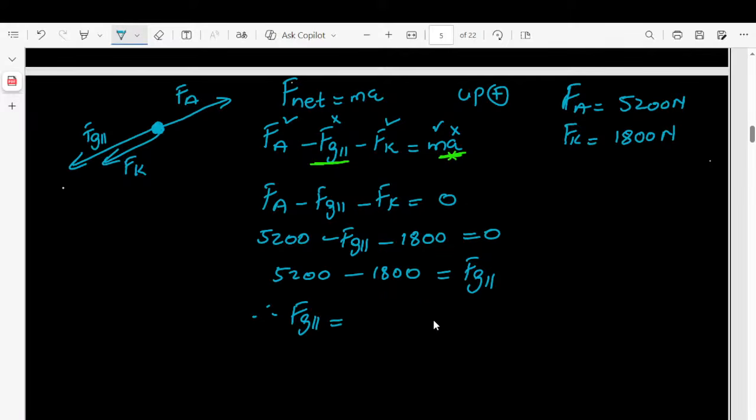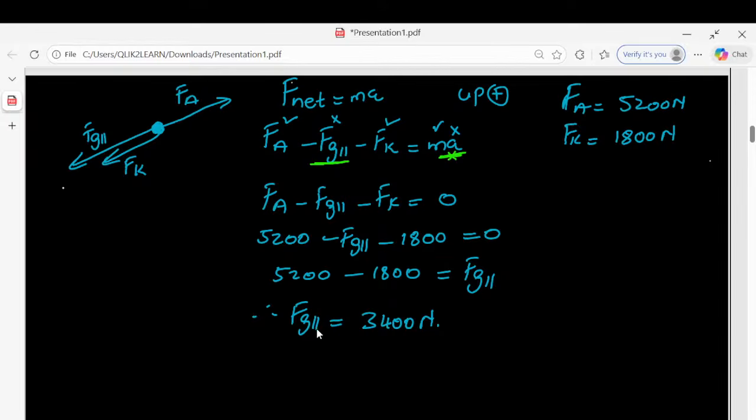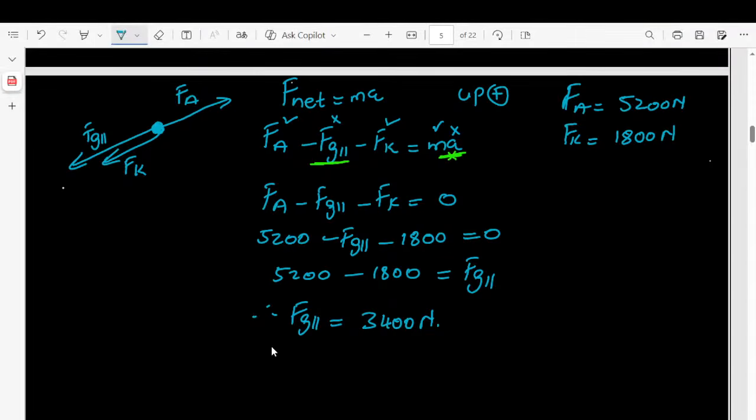This should give you 3,400 newtons. 3,400 newtons. And we know that it's positive. This indicates that it's going down because we... Oh, let's avoid the direction there for now.